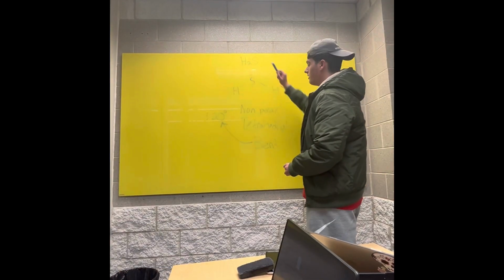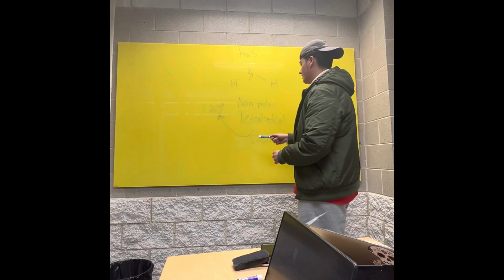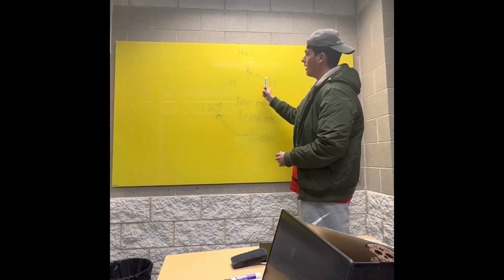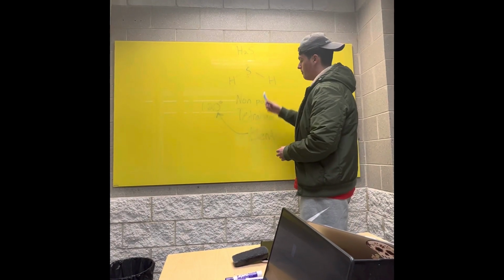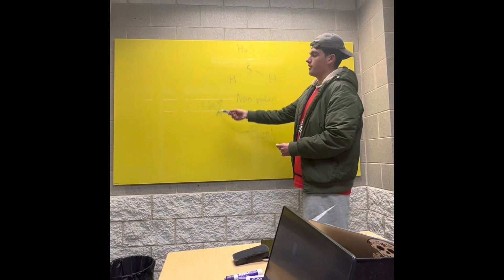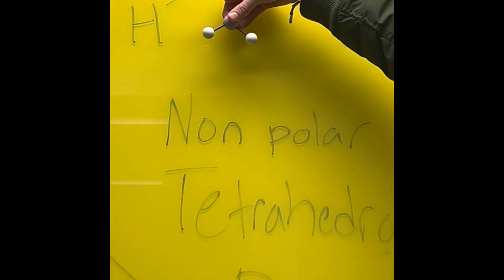So for H2S, it is nonpolar, and its electron pair geometry is tetrahedral because there are 2 bonds and 2 lone pairs coming out of it, which equals 4. And the shape is bent, which means that the ideal bond angle is 120 degrees, and it'll look something like this.